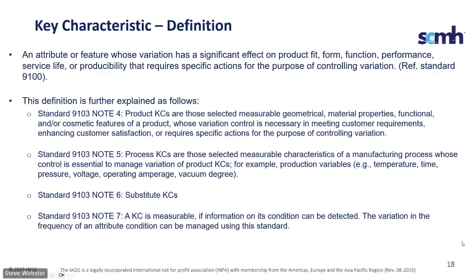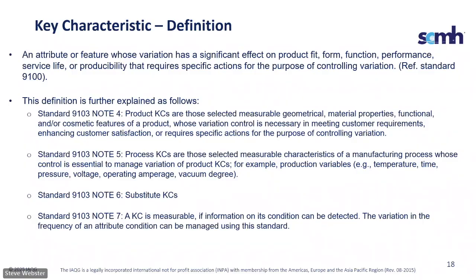The IAQG standard 9100 defines KCs as being an attribute or feature whose variation has a significant effect on product fit, form, function, performance, service, or producibility that requires specific action for the purpose of controlling variation. What differentiates KCs from the other types of characteristics is the significant benefit when the characteristic is produced at the specified dimension or nominal value rather than just within tolerance.